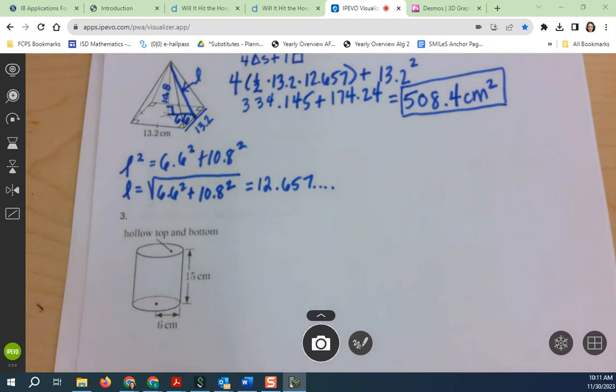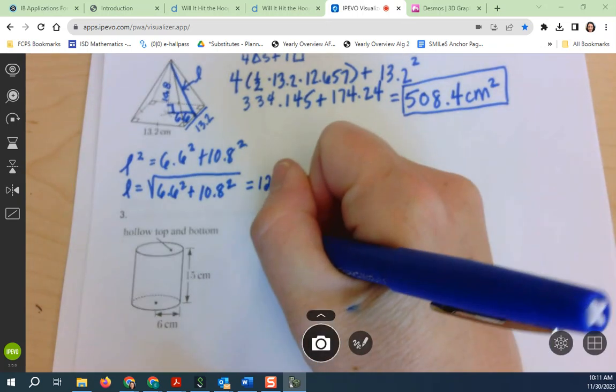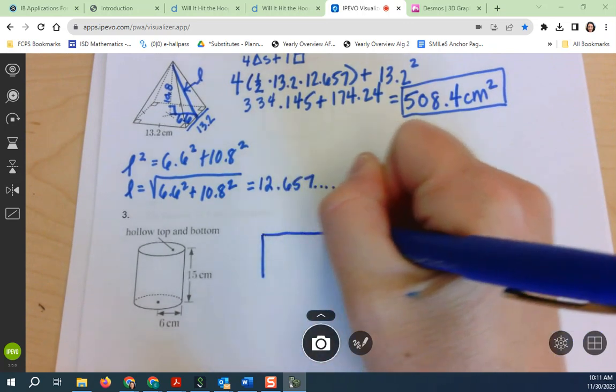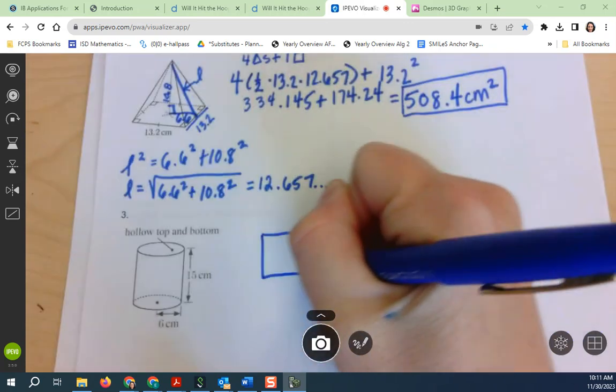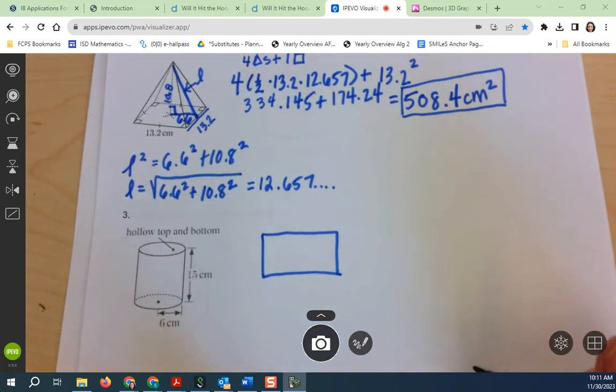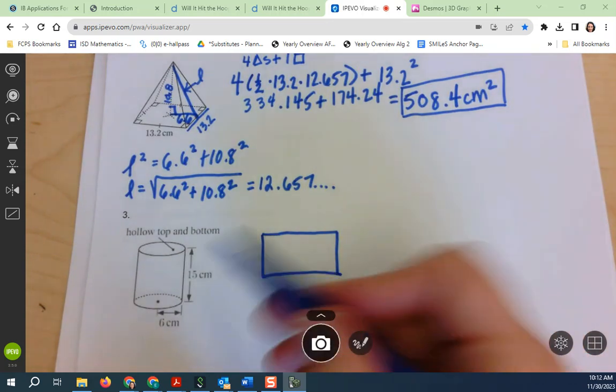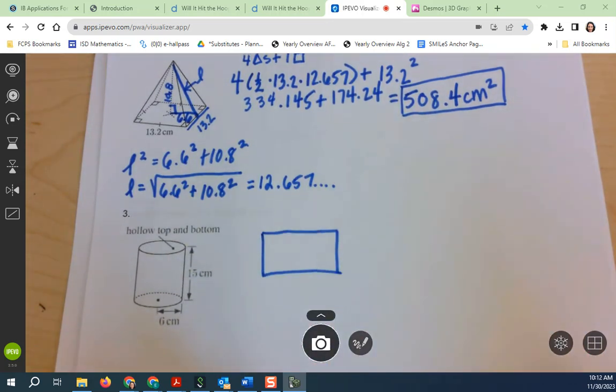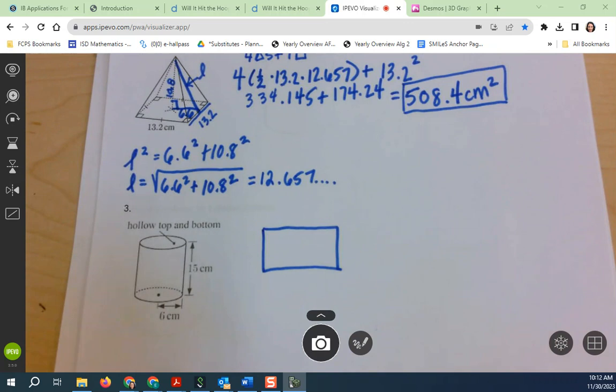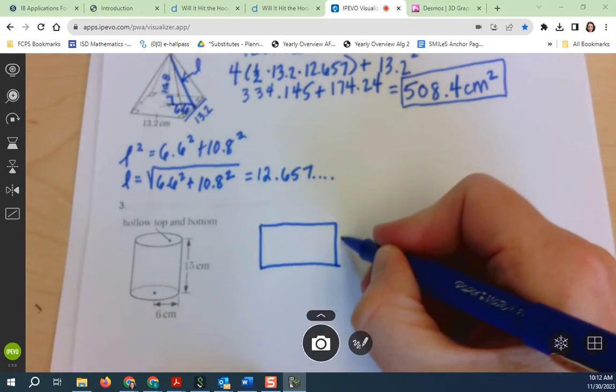So if you have a label on the can of soup and you take it off, right? You cut it and then you unfold it, right? It makes a rectangle. So when we're trying to find the surface area of the can, we're just worried about the rectangle and the top and the bottom. However, it says it has a hollow top and bottom. So that means there's no top or bottom. It's like a tube, okay? So this is all we're worried about. This is the 15 here.